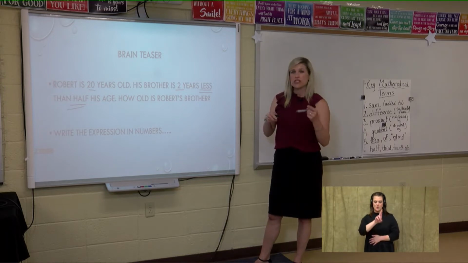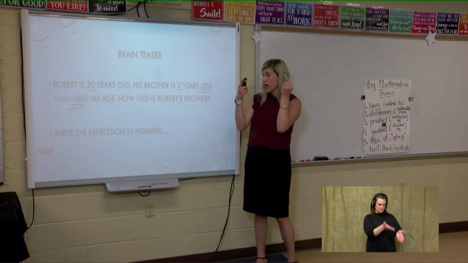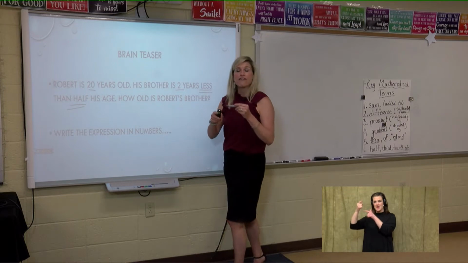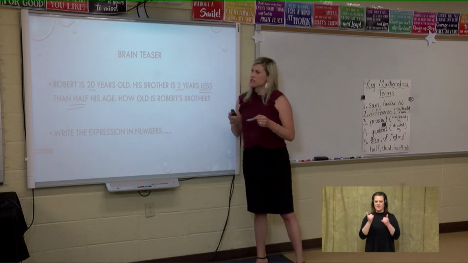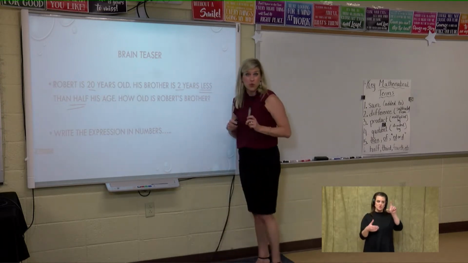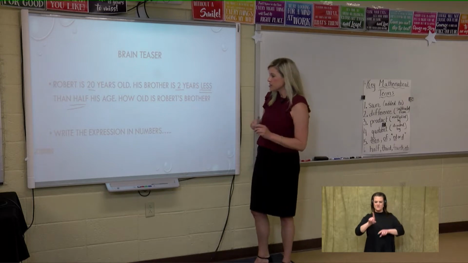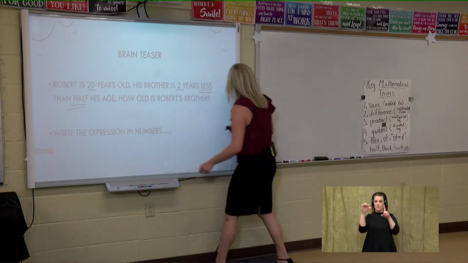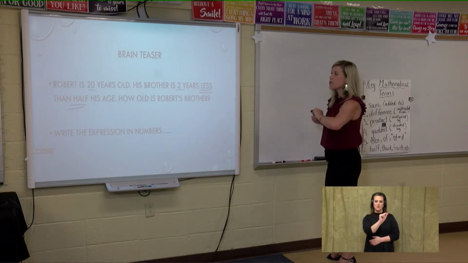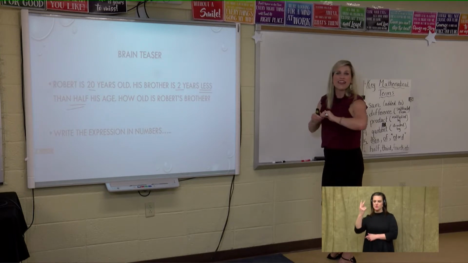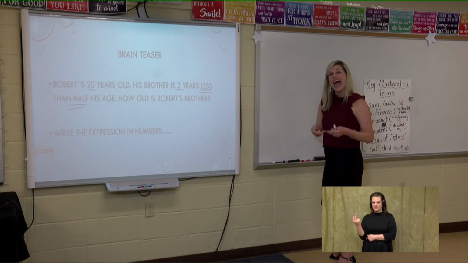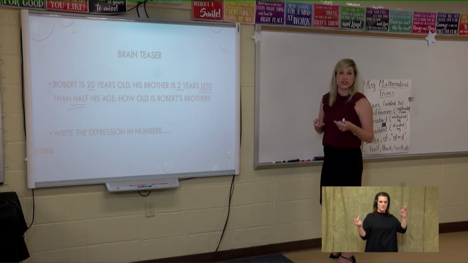So Robert is 20 years old. I can see 20 in my brain. His brother is 2 years less than half of. Now, that can be confusing because you might want to go ahead and subtract 2 from 20. But if you really look closely, here's what those words and numbers say. Robert is 20 years old. His brother is 2 years less than half of Robert's age. So I see that I need to half Robert's age first.